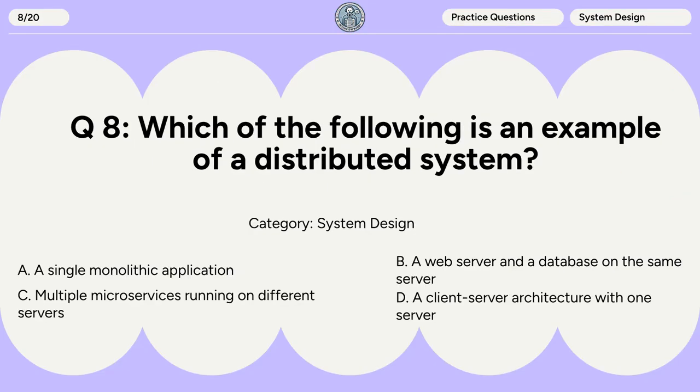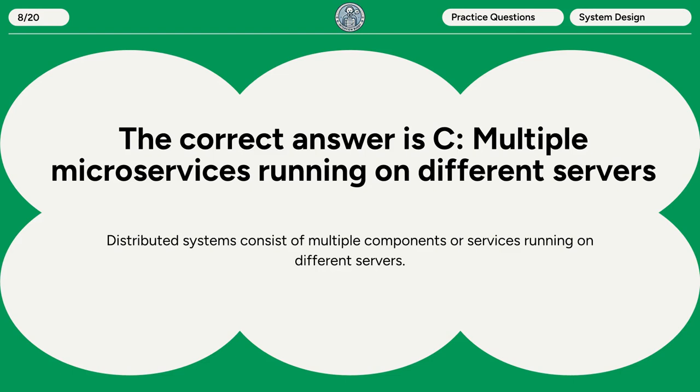Question 8. Which of the following is an example of a distributed system? A. A single monolithic application. B. A web server and a database on the same server. C. Multiple microservices running on different servers. D. A client-server architecture with one server. The correct answer is C. Multiple microservices running on different servers. Distributed systems consist of multiple components or services running on different servers.